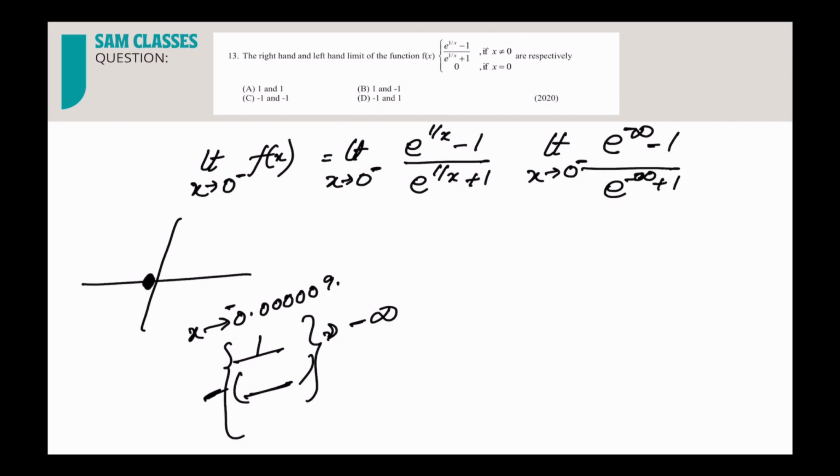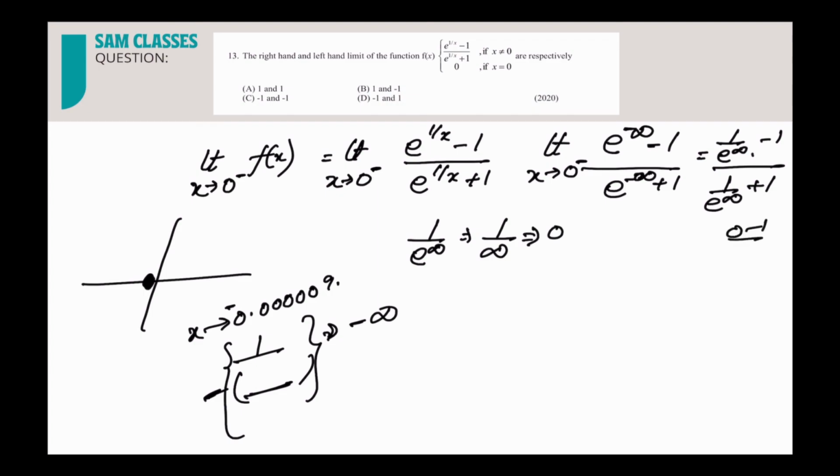Correct? Now what I will do, I'll reciprocate it. So (1/e^infinity minus 1)/(1/e^infinity plus 1). We already know 1 by e power infinity is 0. E power infinity is anyway infinity. E is 2.30 something, so this is infinity, and 1 by infinity is again 0 only. So (0 minus 1)/(0 plus 1). So what do you get? Minus 1. So the left hand limit we got is minus 1.